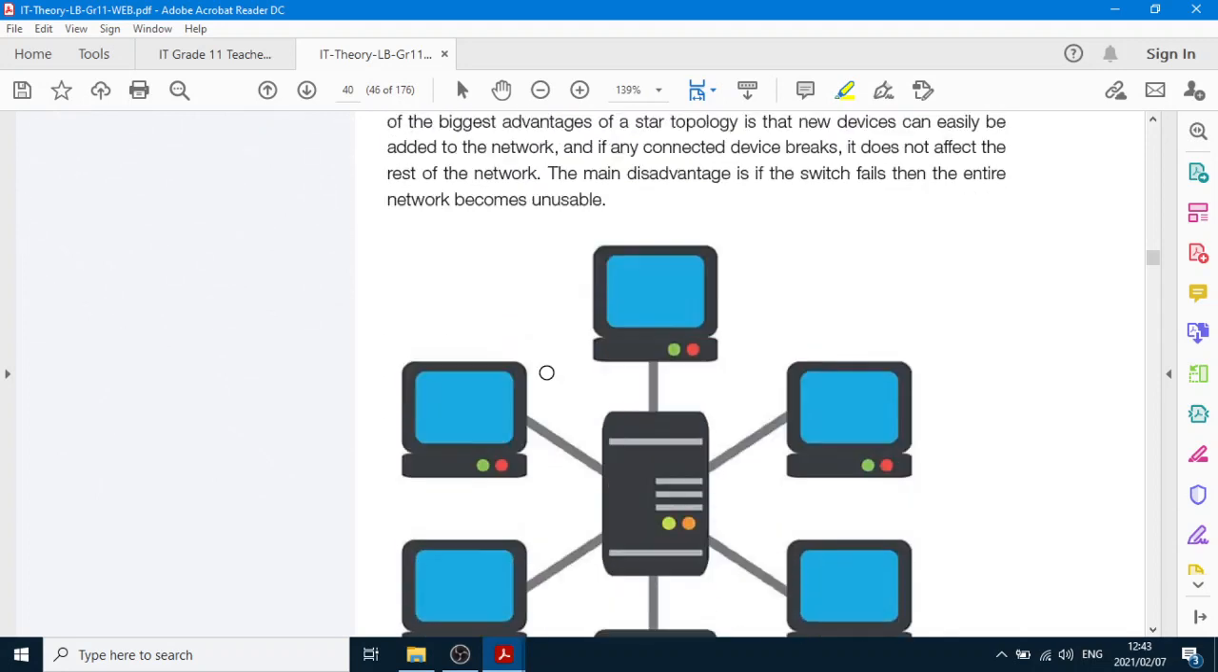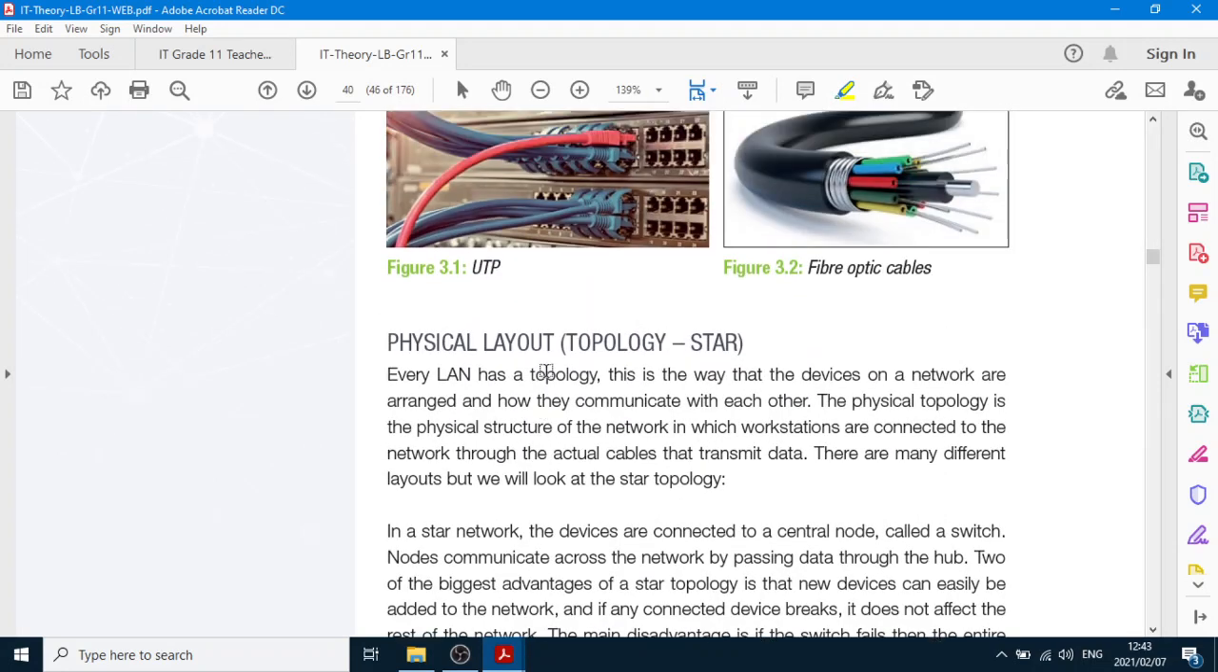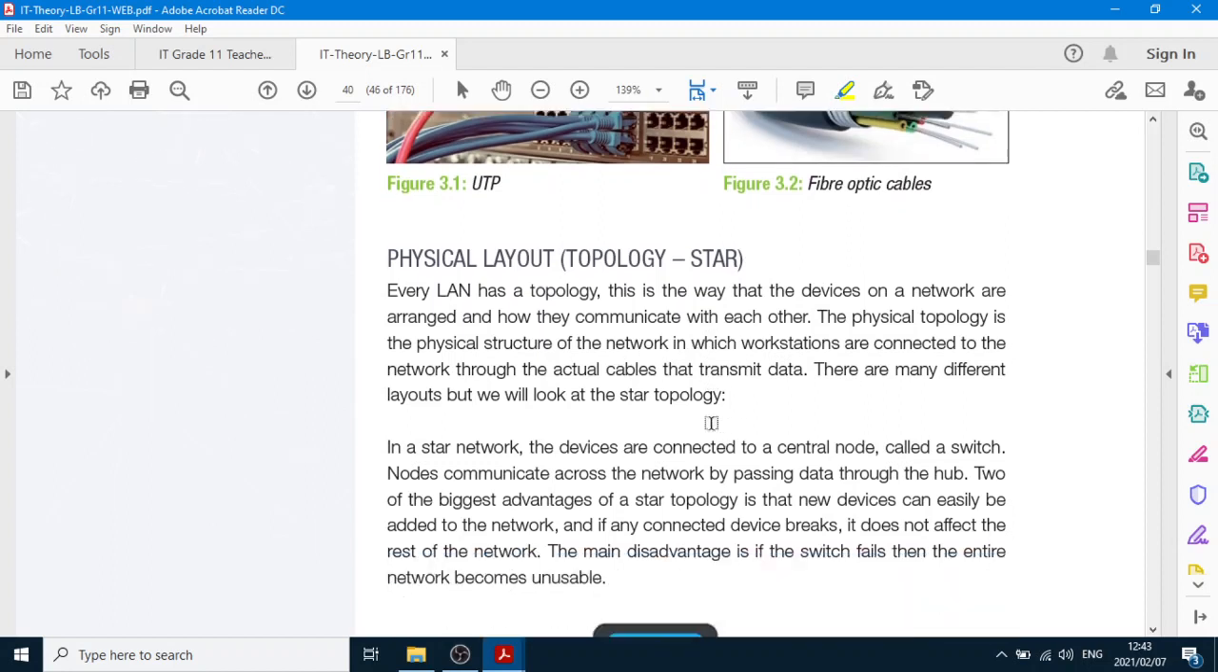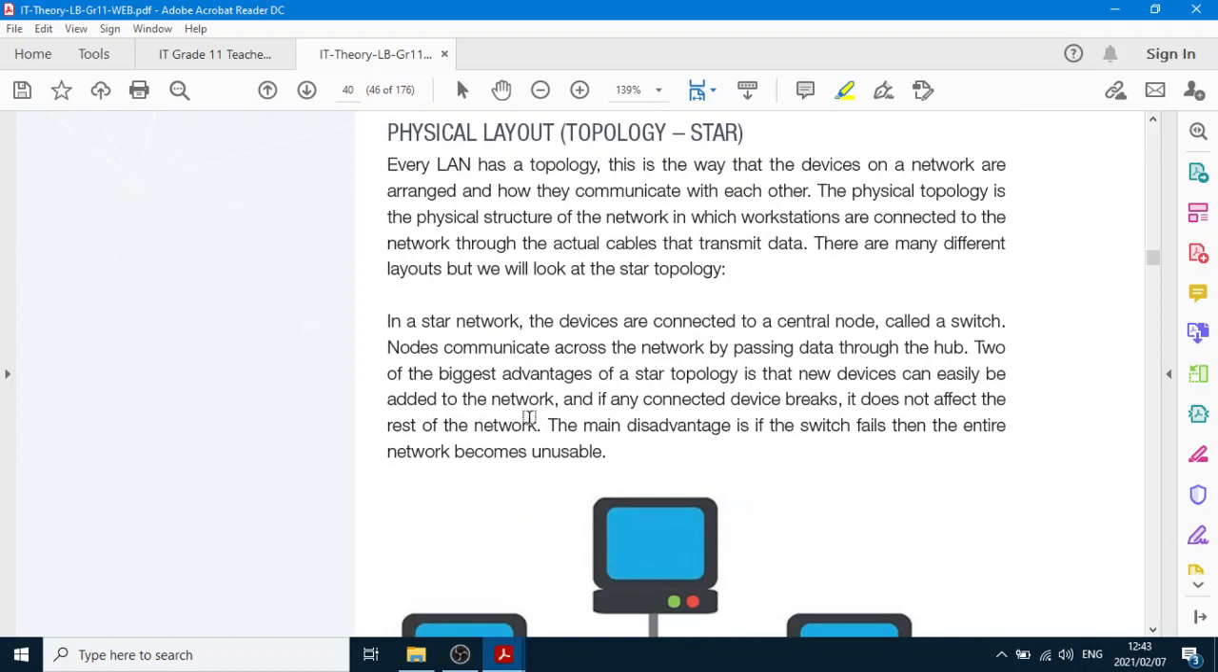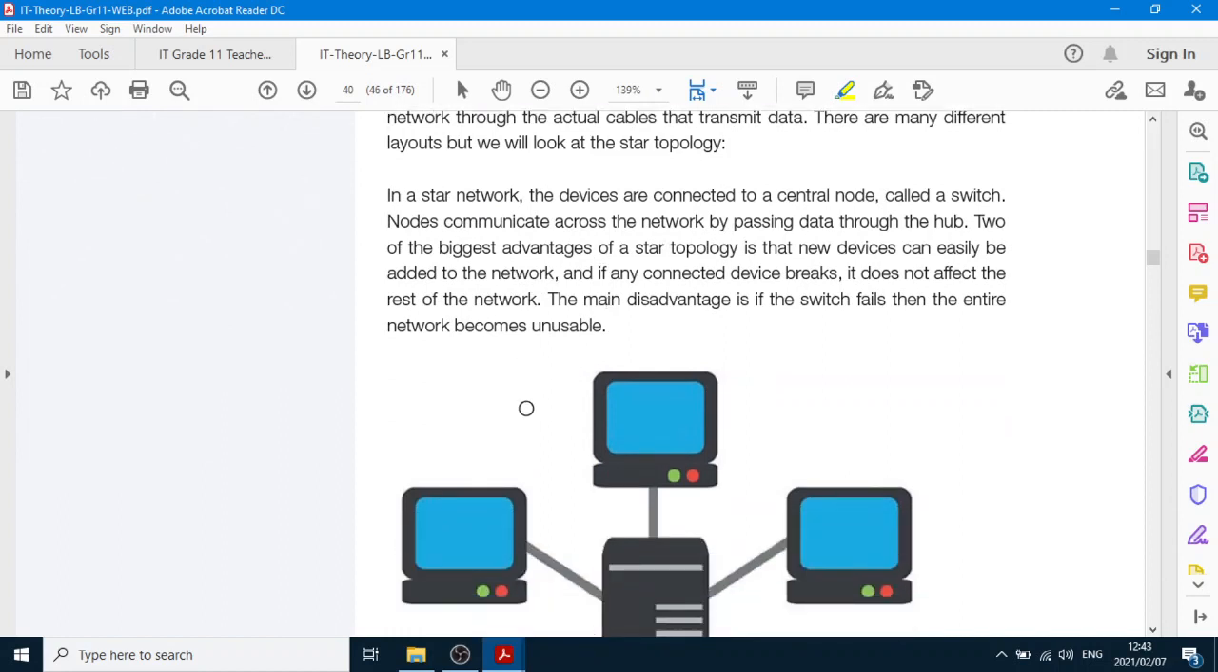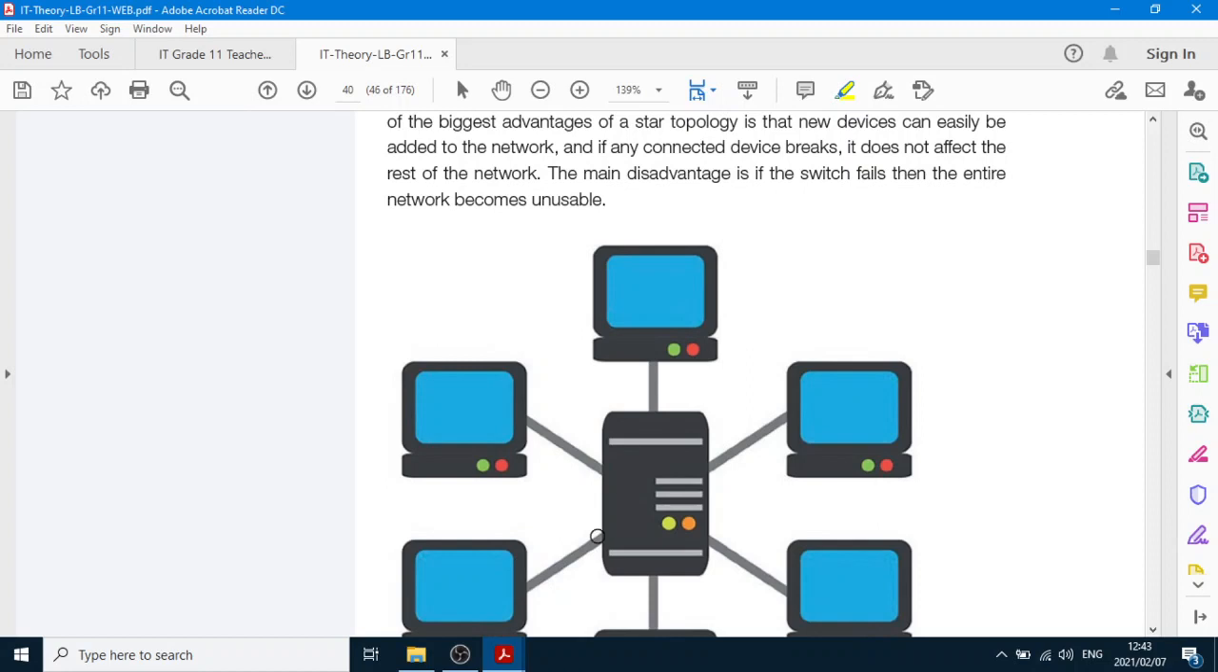Right, now we're talking about the physical layout of a network. That is called the topology. It's the way the devices are arranged. It's like a diagram. You would plan how your computers are going to be connected. And the star topology is the most common one. It's the physical structure of a network in which workstations are connected through the actual cables that transmit data. In a star, you have a central node called a switch.